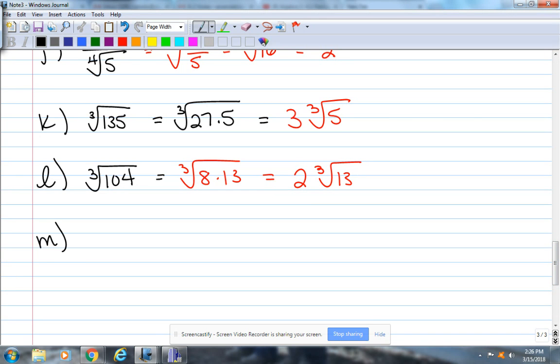Okay, so let's do the cube root of 432. Big number. So look at your chart. 432 will go way down here between the 343 and the 512, right?